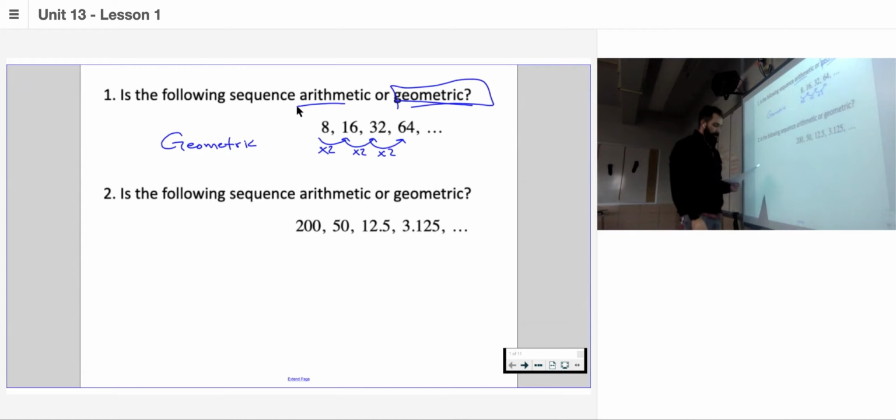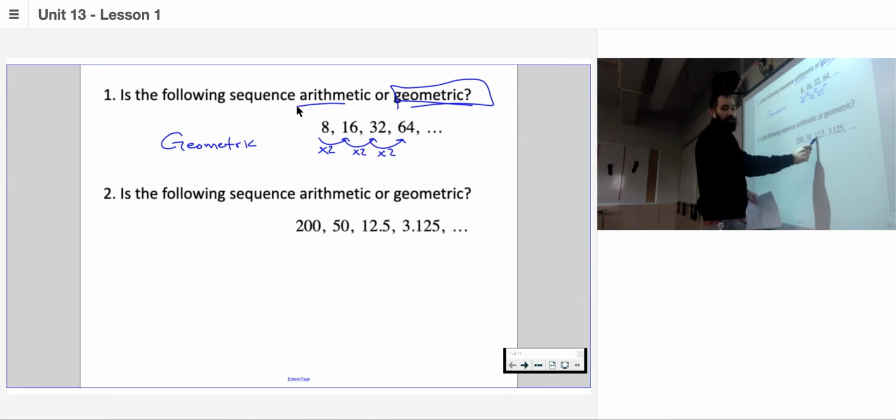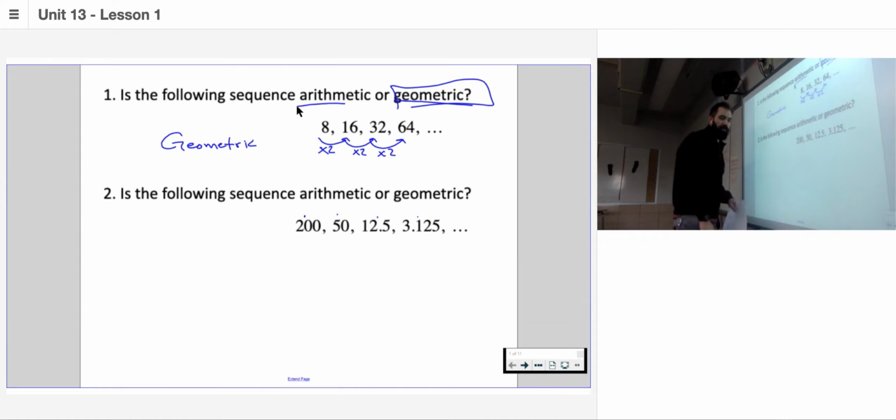Very simple. Number 2, same thing, arithmetic or geometric. Well, 250, 12.5, 3.125. I would always say if you are going from whole numbers down to decimals or fractions, you're going to be dividing, because I can't subtract a constant number and get a whole number from a whole number and then into a decimal.